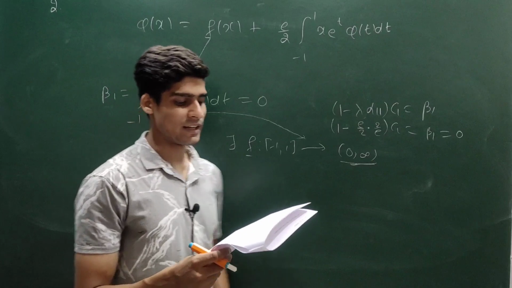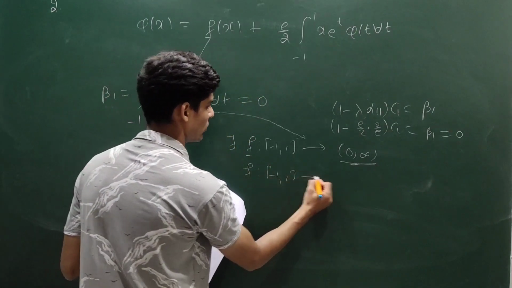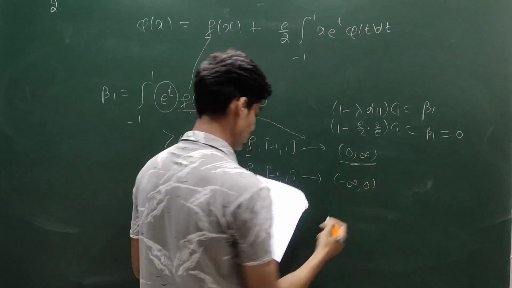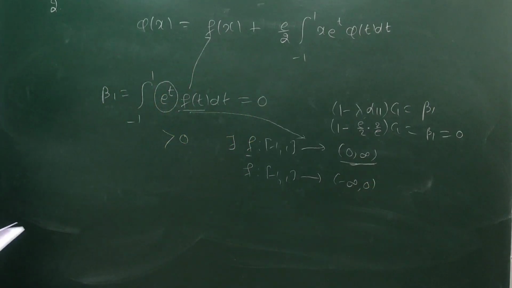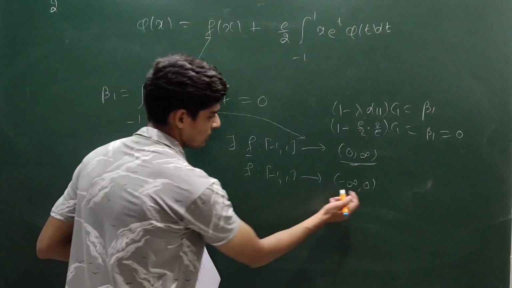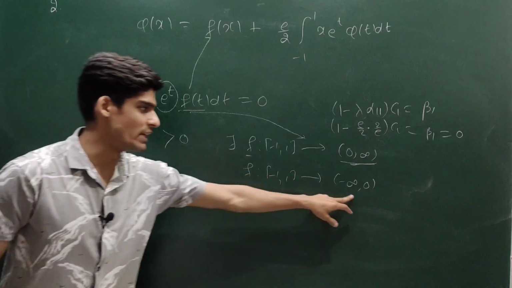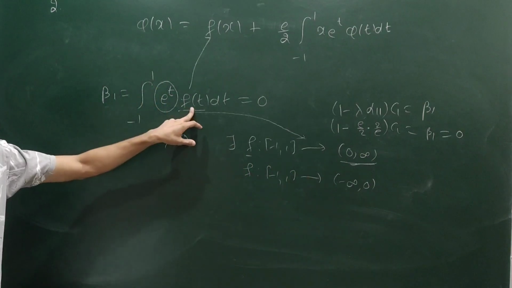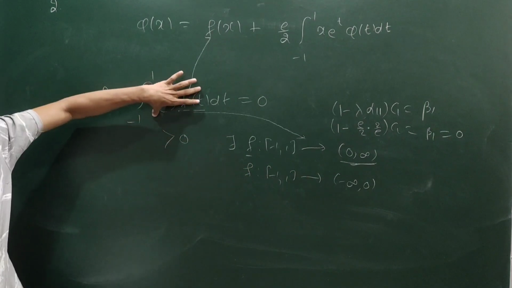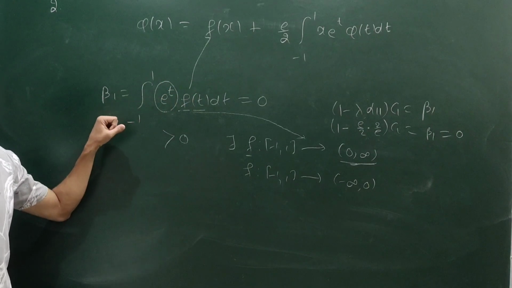Option B is saying there exists a continuous function f from minus 1 to 1 to minus infinity to 0, for which a solution exists. For a solution we need this beta 1 to be 0. But if you choose your f to be from minus infinity to 0, that is, f is a negative function, it will take only negative values. So overall it will take negative values. You can take the minus sign common out.